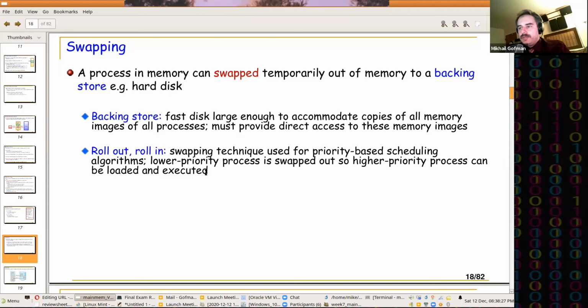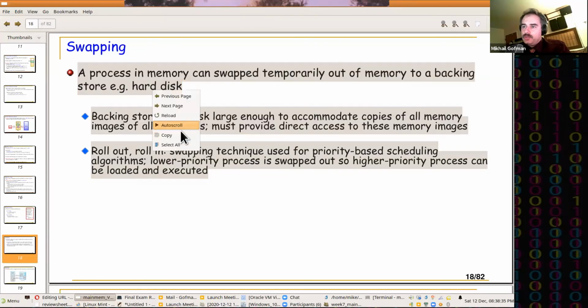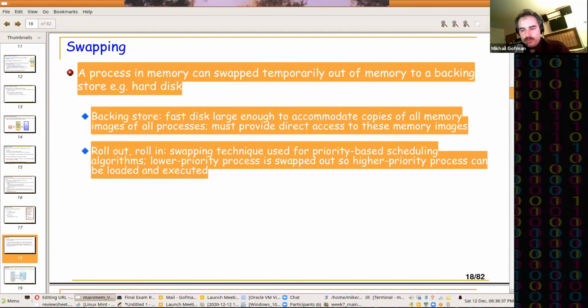And the requirement for this is that I have to have some kind of a backend store, such as the disk, in order to be able to swap the processes. So basically, this one is straight from the slides.